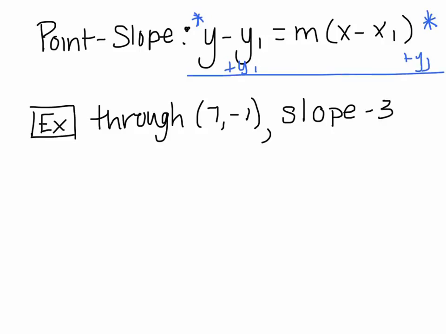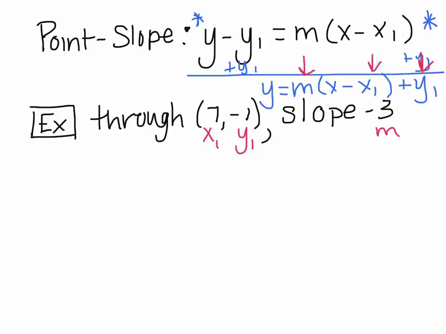So another way to write this would be y equals m(x minus x1) plus y1. And what we're going to do is plug in the slope, and the x1, y1 is a point. So here's x1, here's y1, here's m. Let's go ahead and plug it in. y equals -3(x minus, because this part right here is part of the formula, the x value is 7, and the y value is -1.